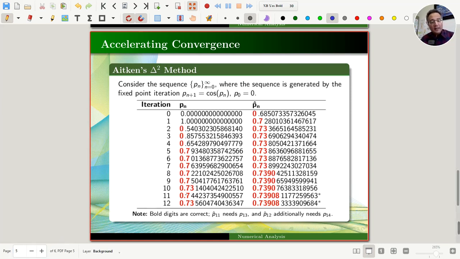If we apply this sequence to finding the root of a nonlinear equation, we will have a much faster convergence. For example, for cosine of p equal to 0, if we use Pn, we will have this form of convergence, and if we use Pn hat, we will find this form of convergence. You can see that the convergence for Pn hat is much faster than Pn.